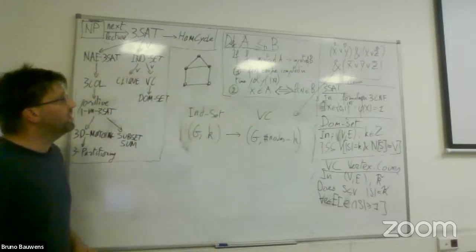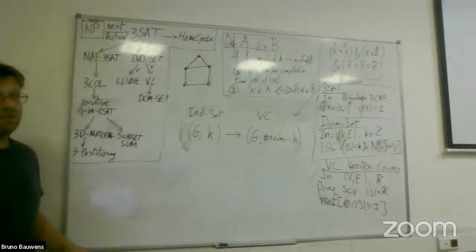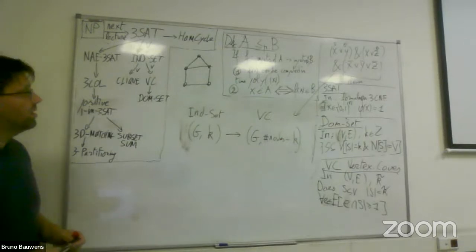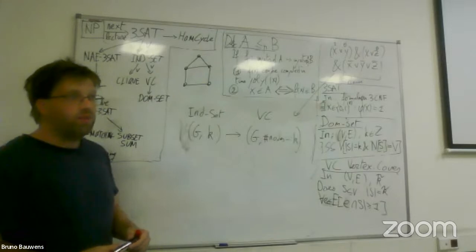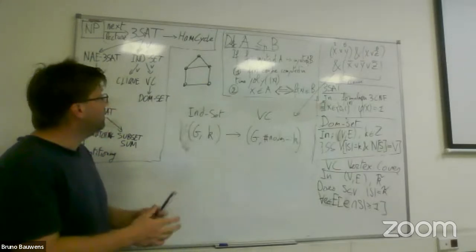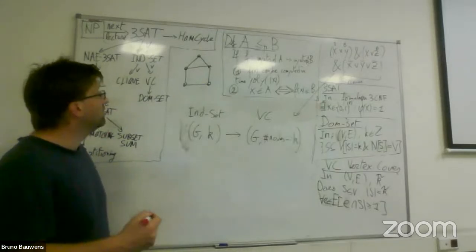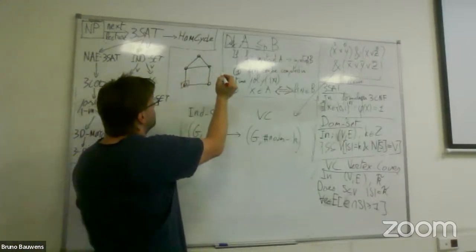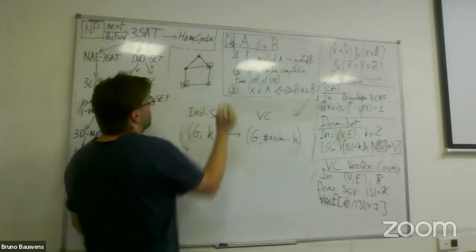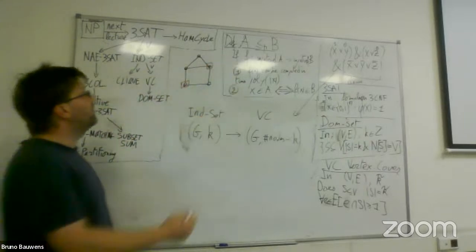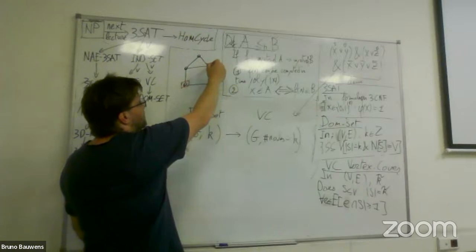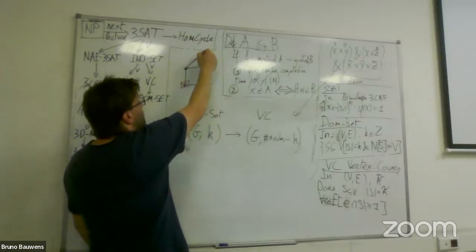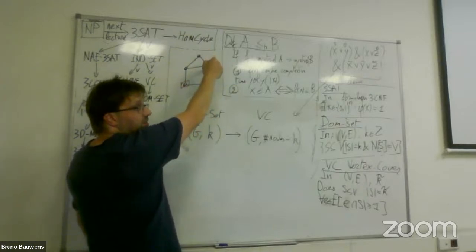So this graph has a dominating set of size 2. Can we point at it? 2 nodes? Yeah, it is left and bottom and the opposite of it. Yes, that works. Okay, so every node is either in the set or it has a neighbor in the set.